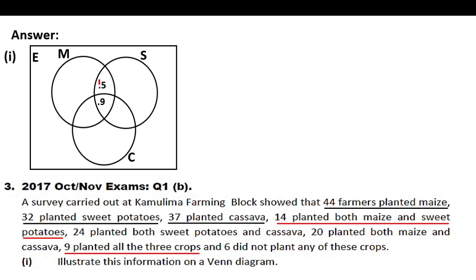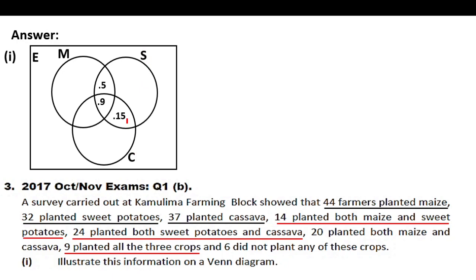There are only 5 now that planted just maize and the sweet potatoes. Then we will go to this one, which says 24 planted both sweet potatoes and cassava. So sweet potatoes and the cassava, there are how many? 24. Now we have 9 that are already here planting sweet potatoes and the cassava. So we'll say 24 minus 9 will remain with those that are only participating in planting sweet potatoes and cassava, which will be 15.